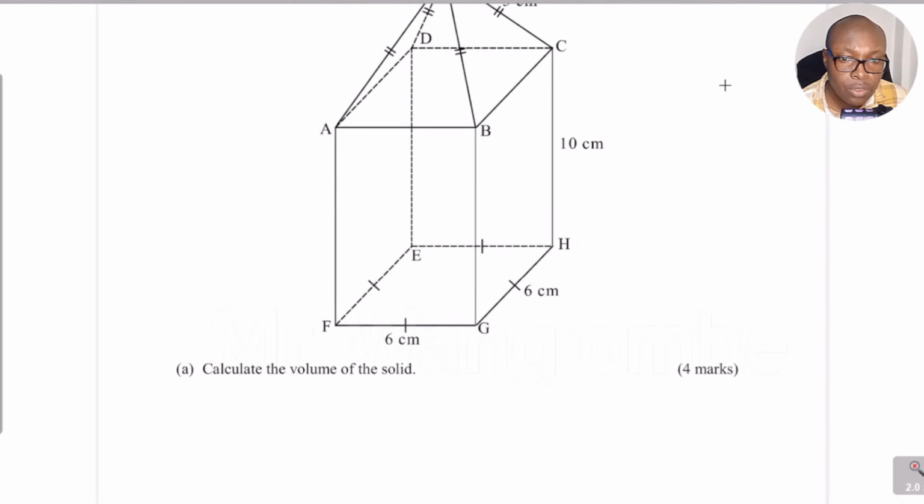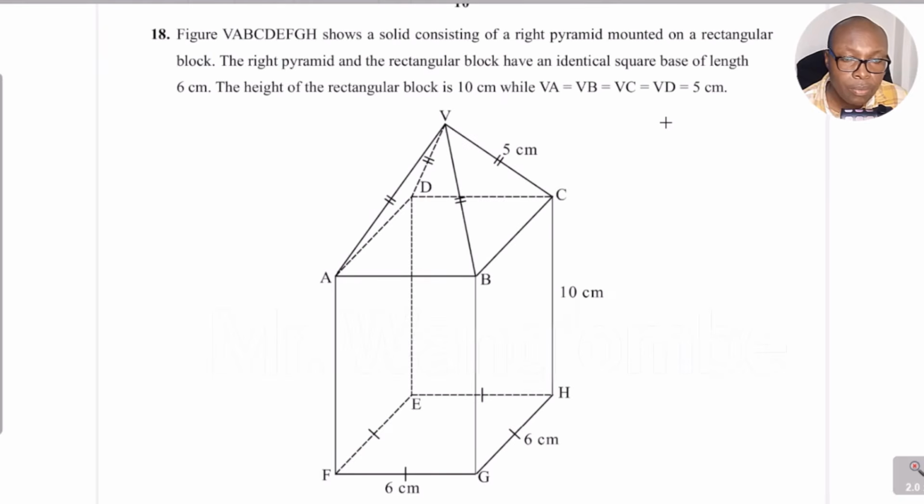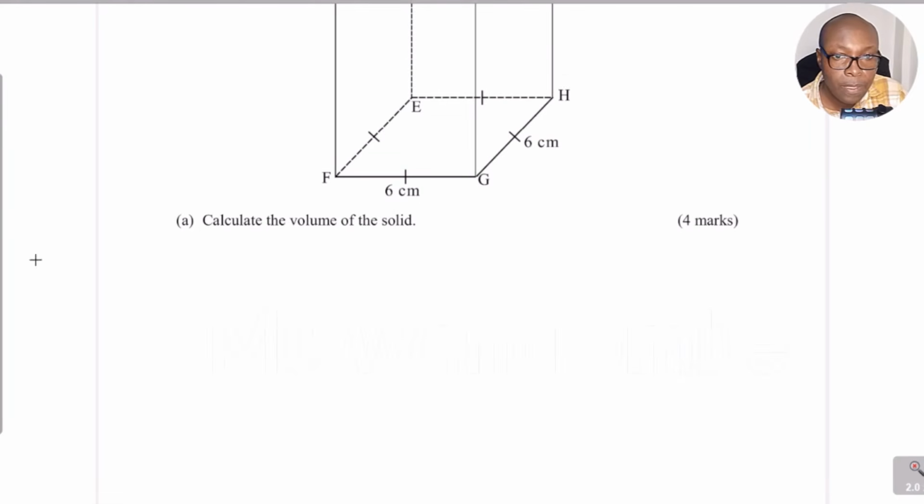Part A of the question: calculate the volume of the solid. As you can see, that solid is composed of two shapes. We have the top part, which is a right pyramid, and right pyramid means all the slant heights are equal. All of them measure 5 centimeters. And then we have the rectangular block. So now we start by getting the volume of the rectangular block.